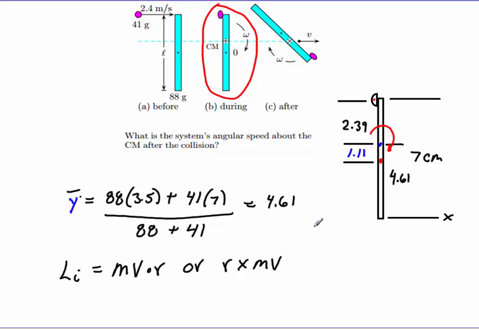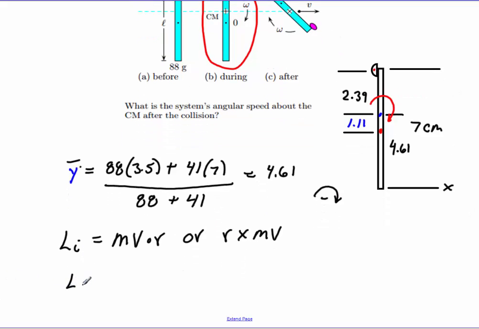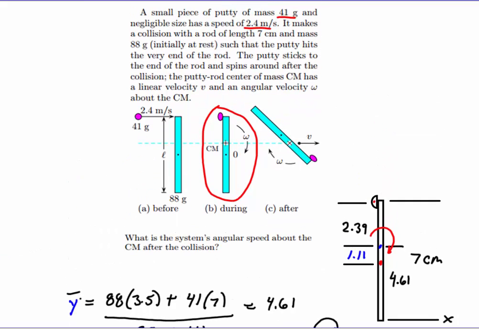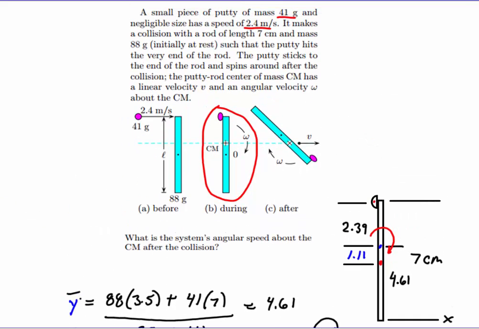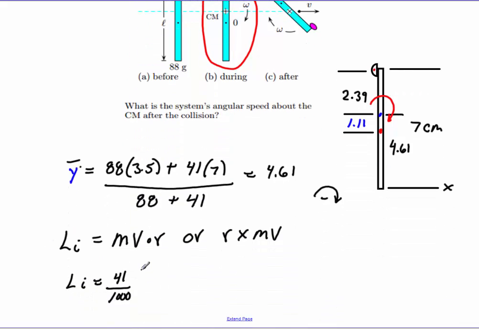Again, I'm going to let anything that goes this way be negative. So L initial must be the mass of the putty, which we said was, being brain dead here, sorry, 41, so 41 divided by 1,000, times its velocity, which is 2.4, times r, which is 2.39. Can someone run that number and tell me what you get?